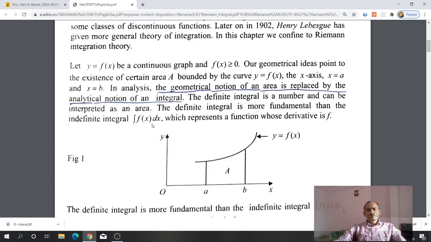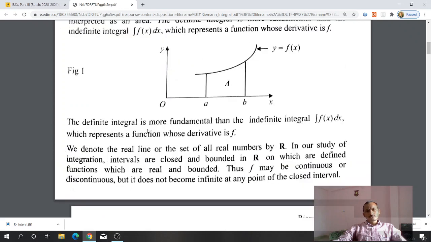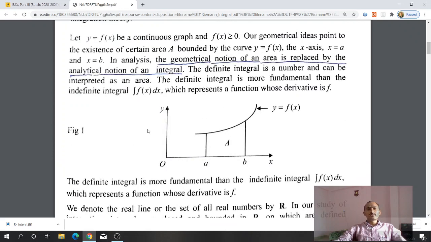So actually this integration of f of x dx represents a function whose derivative is f. If we take the derivative of the integration of f of x dx, we get f. So this definite integral is more fundamental than the indefinite integral. Actually this is your indefinite integral, and if the limits are given, then it is a definite integral.